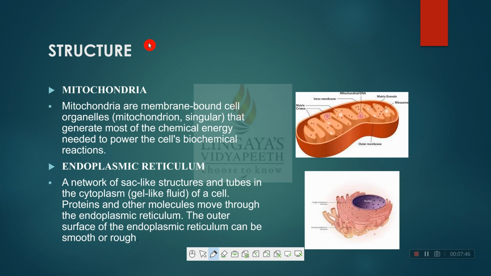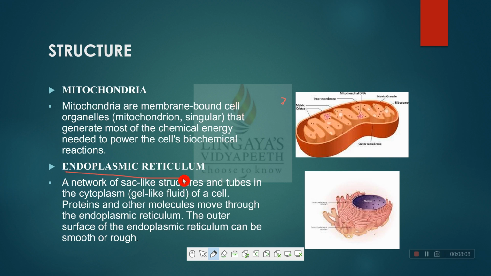Alright, so this is the structure of mitochondria. You can see here that it is a membrane bound cell organelle. Alright, in the mitochondria, mitochondrial DNA is present, matrix granules are present, and ribosomes are present. Alright, so it is responsible for storing the energy in the form of ATPs.